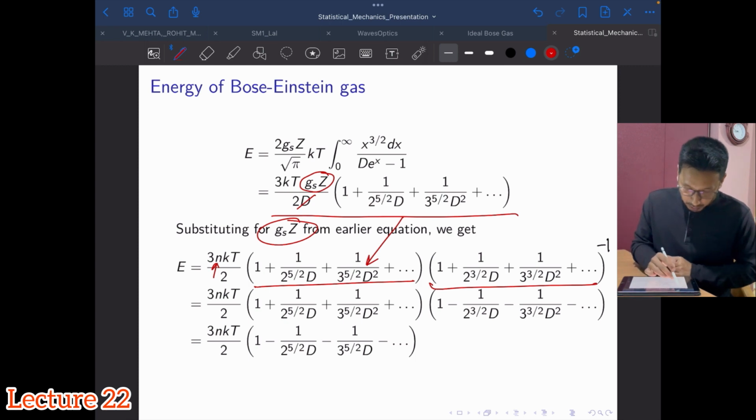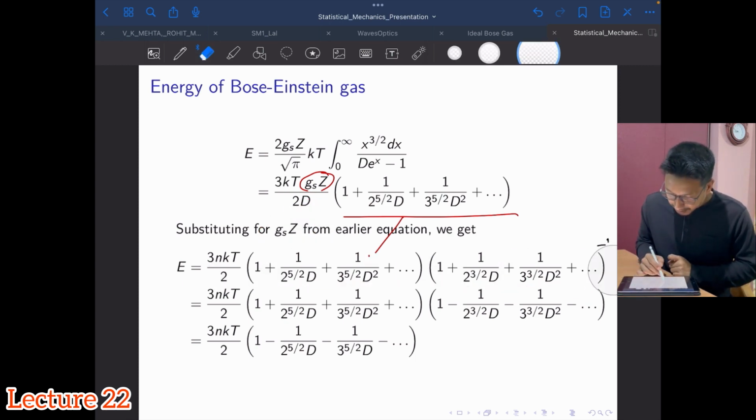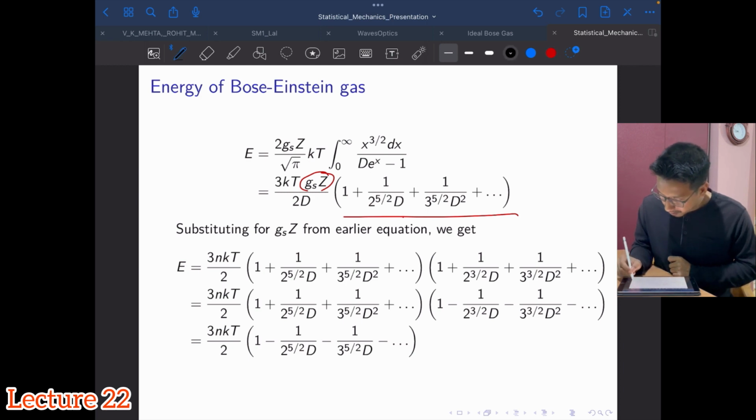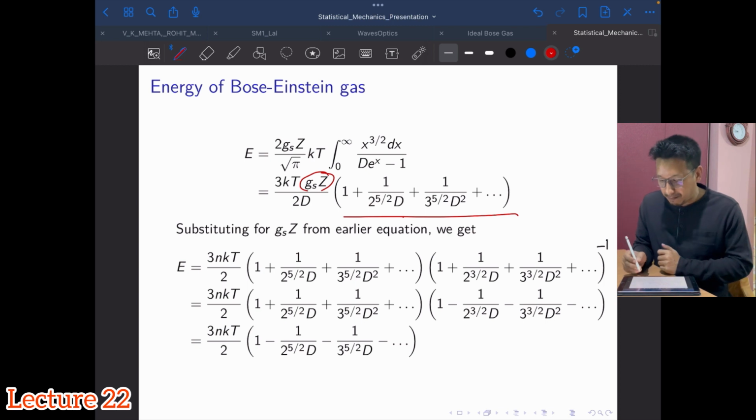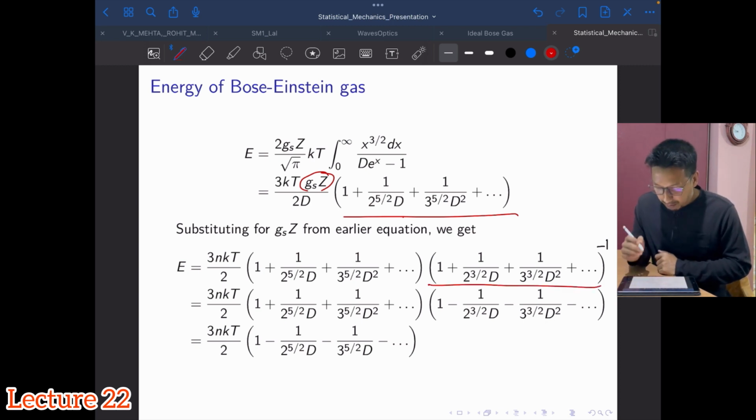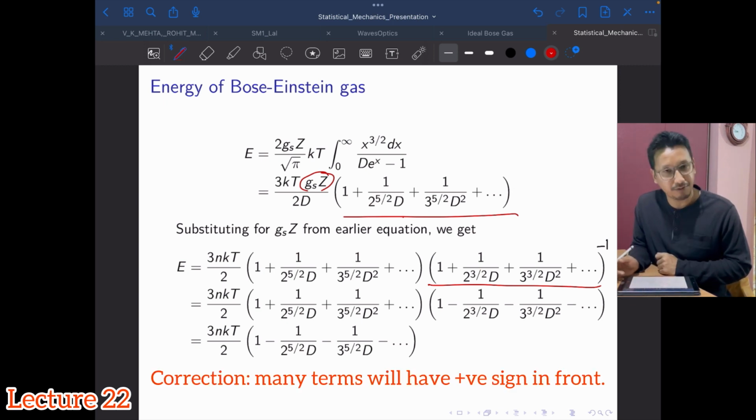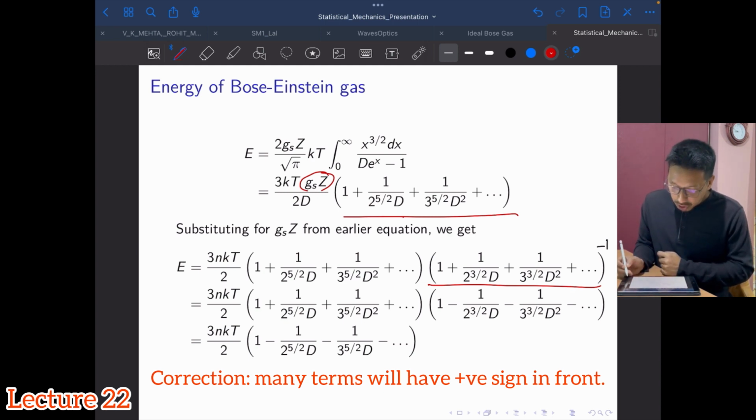Okay, so let me again clean it up. Sorry, this minus 1 has to be there. Now again I will do a binomial expansion of this second term. Earlier we have done it, right? It will be simply you put a minus sign in front of all of this except the first term.